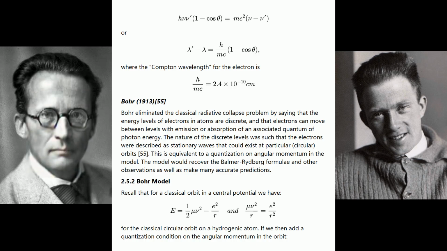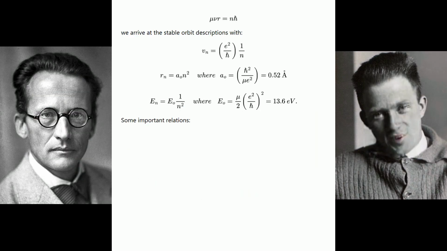2.5.2 Bohr model. Recall that for a classical orbit in a central potential we have the next equation. See the next equation for the classical circular orbit on a hydrogenic atom. If we then add a quantization condition on the angular momentum in the orbit, see the equation, we arrive at the stable orbit descriptions with the following equations.